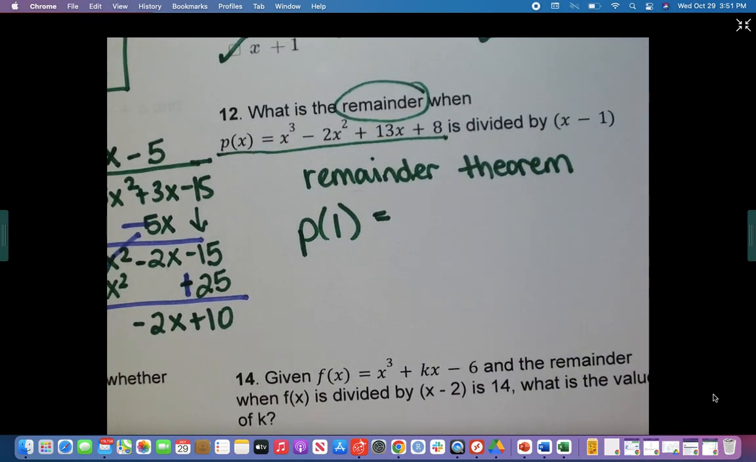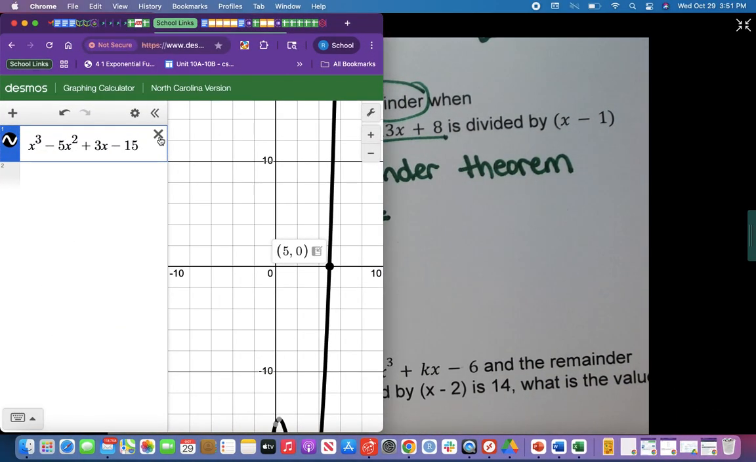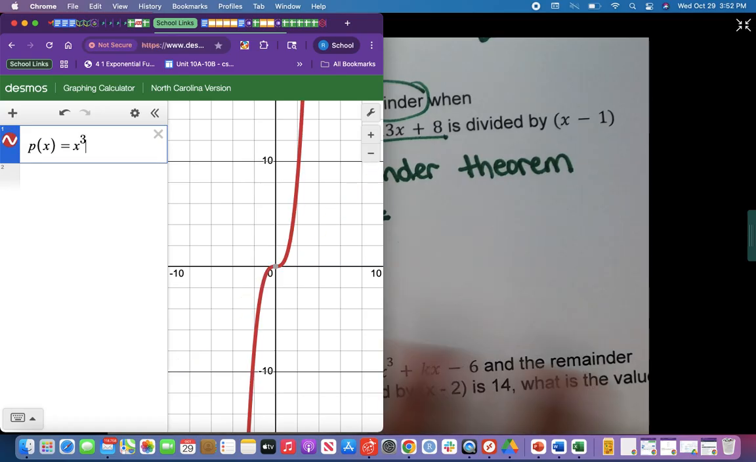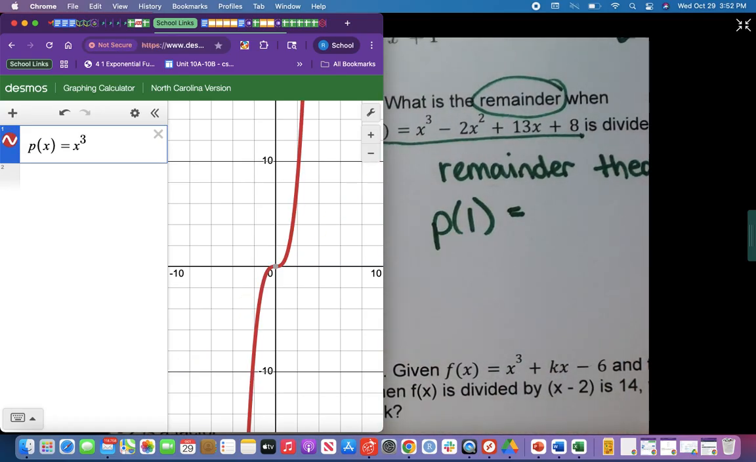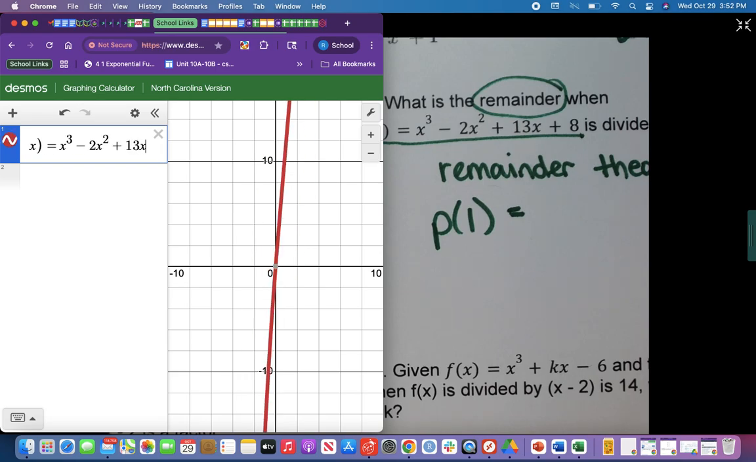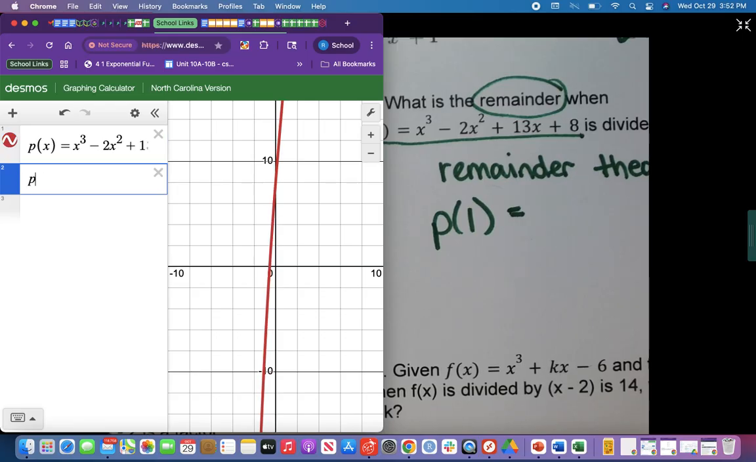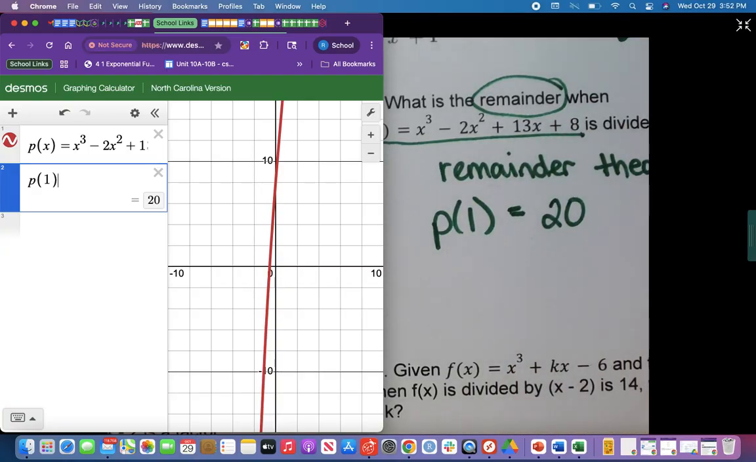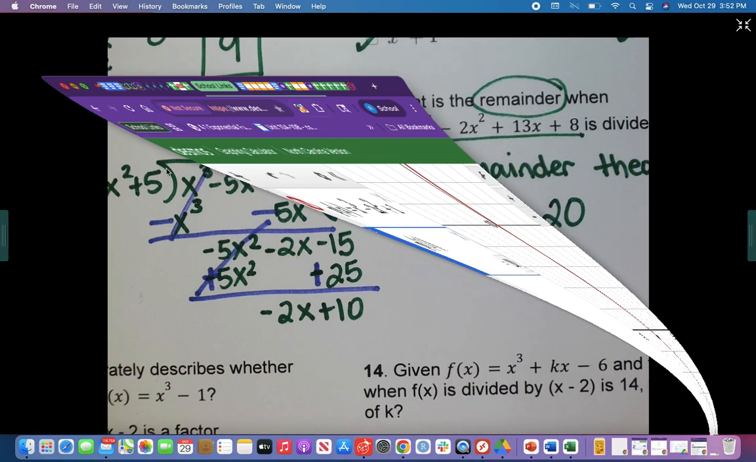All right, so let me pull up Desmos. You also could evaluate in the calculator if that is your chosen method for evaluating. So x to the third minus 2x squared plus 13x plus 8, and then we are evaluating p of 1. All right, so we get 20. So 20 would be your answer for this one.